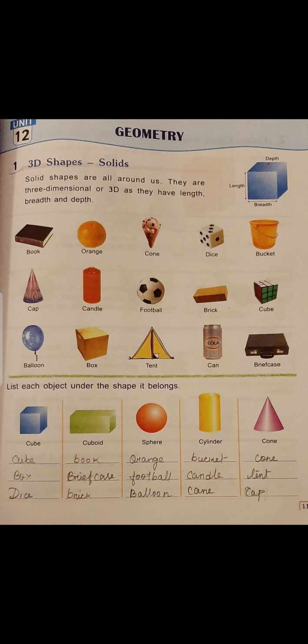For example, here you can see so many things are there, right? Box, orange, cone, candle, football, box, this cube, can, balloon, cap, isn't it? So they have a particular type of shape. So today we are going to read out this shape. But before that we will read out what are the different types of shapes there are.